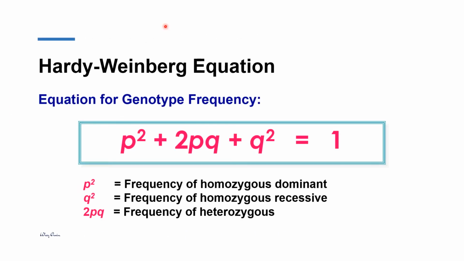A population that achieves genetic equilibrium can be proven through the second Hardy-Weinberg equation, which is related to the genotype frequencies. There are three types of genotype. This is why we have three genotype frequencies. They consist of p squared, the frequency of homozygous dominant, q squared, the frequency of homozygous recessive, and 2pq, the frequency of heterozygous.